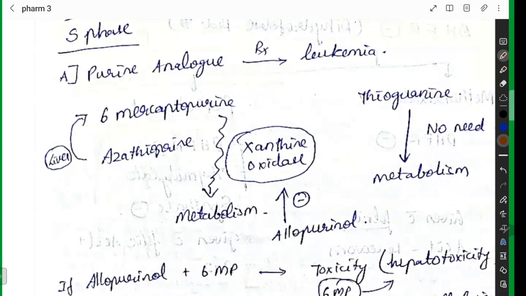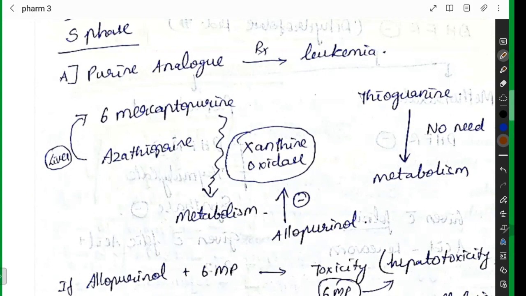Topoisomerase. It is going to be a topoisomerase 1 inhibitor. See here, you are now going to see certain S phase drugs. For DNA synthesis to happen, you need basic material for your DNA, that is purine and pyrimidine. When you give a purine analog instead of the original purine, what happens?